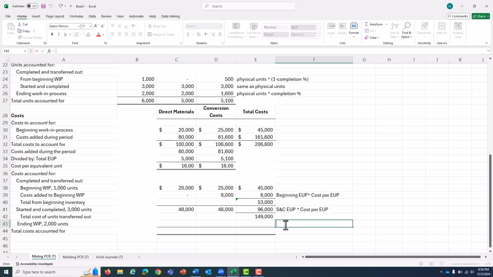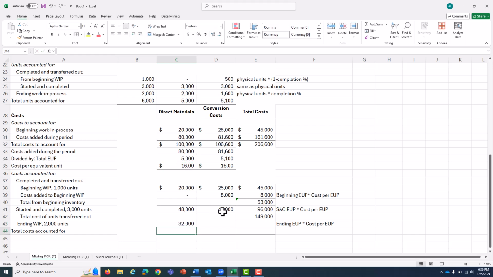Now we got to figure out what amount of cost ends up in our ending WIP. So here, since we're talking about ending WIP, it's ending EUP times cost per EUP. And I can go through and I can take my equivalent units in ending WIP for direct materials, which is 2,000. Multiply that by the $16 cost of materials per equivalent unit, and that's 32,000. The ending WIP will have $32,000 in material costs already committed to it when this period ends.